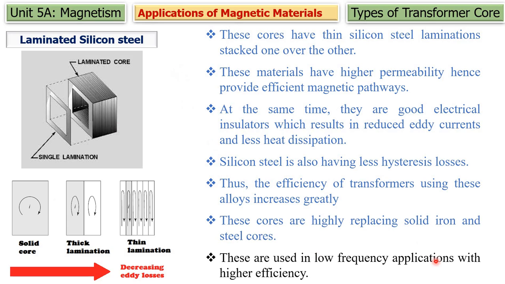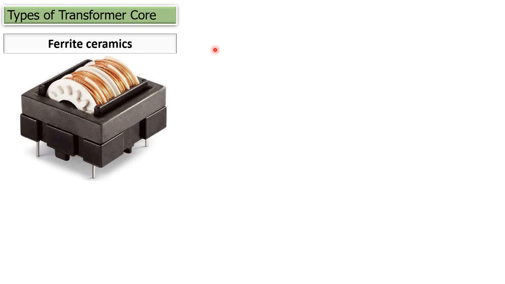Laminated silicon steel is used in low frequency applications with higher efficiency. For higher efficiency of transformers, laminated silicon steel is used in the transformer core. So this is all about laminated silicon steel, one type of transformer core. Now another type of transformer core that we are going to study is ferrite ceramics.